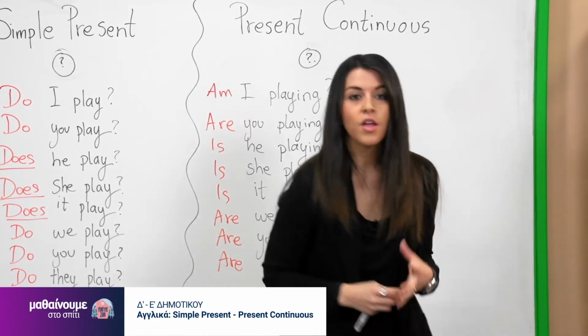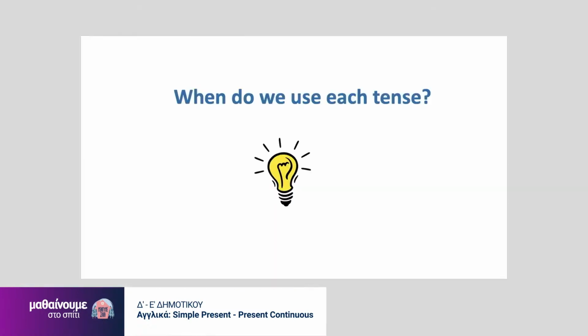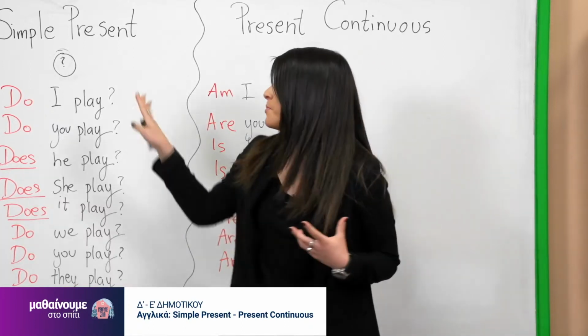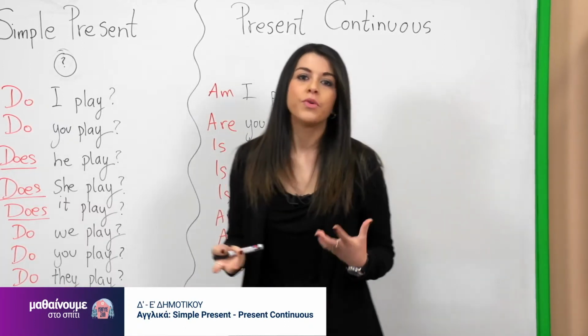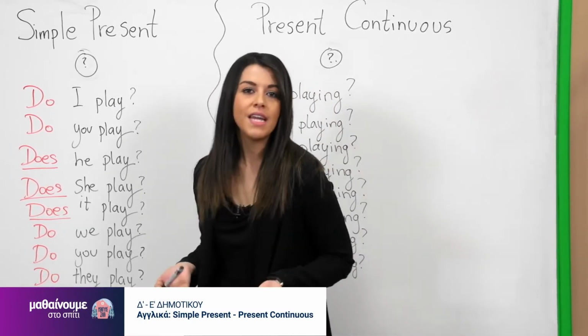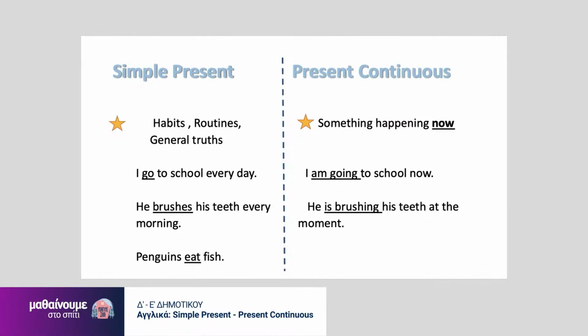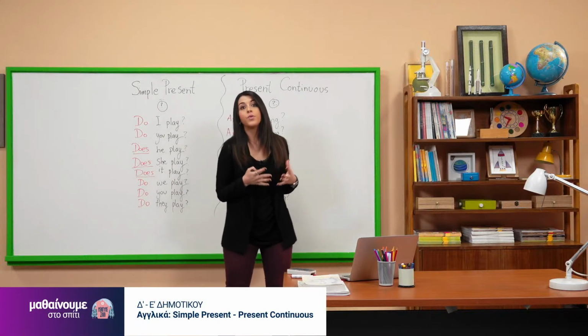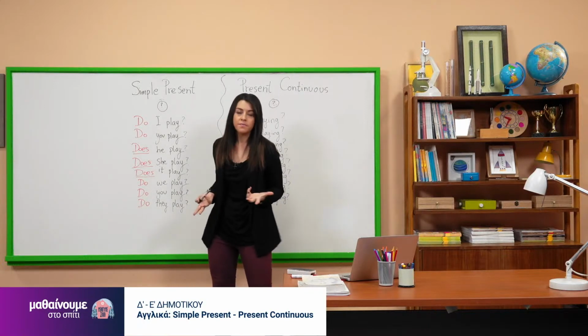Now, when do we use them? Okay? When do we use simple present? When do we use present continuous? So, simple present. Simple present is habits, routines, okay, and general truths. Είναι για συνήθειες, για τη ρουτίνα, τι κάνουμε κάθε μέρα και γενικές αλήθειες. For example, I live in Athens. Μια γενική αλήθεια. Or fish swim in the ocean. Or you can say, I go to school every day. So it's part of your routine, okay?